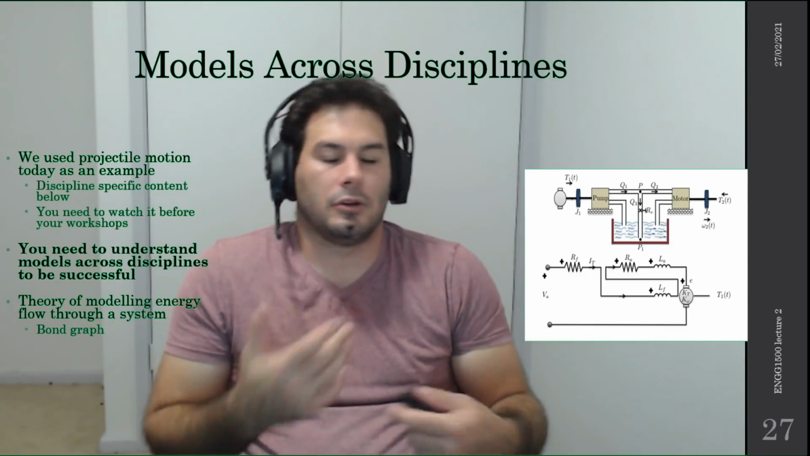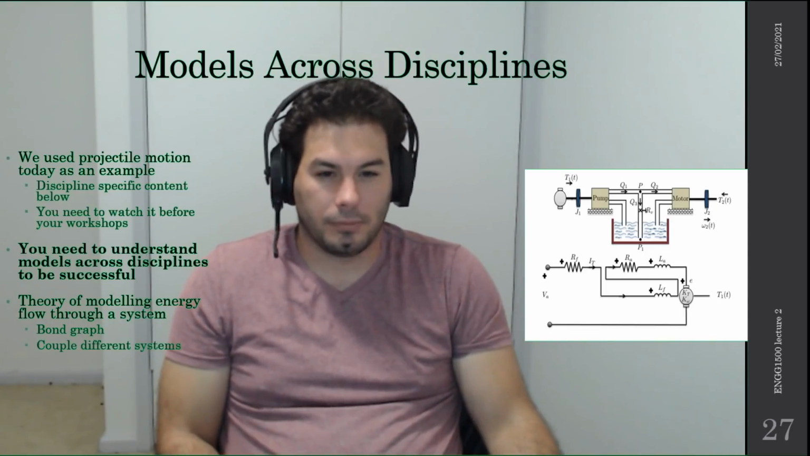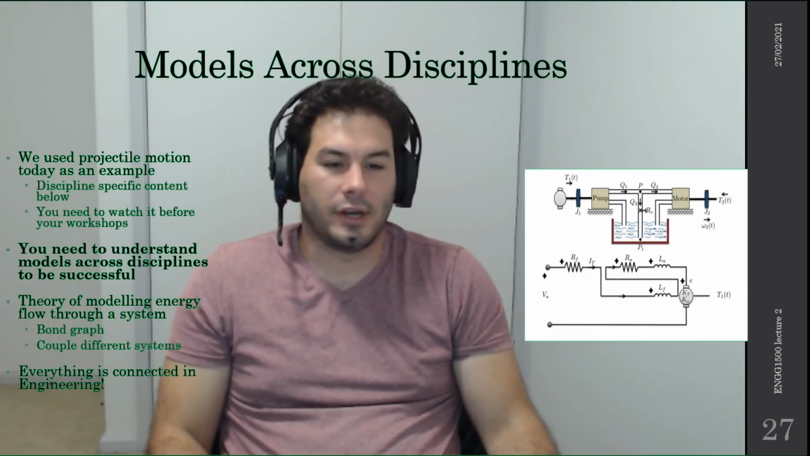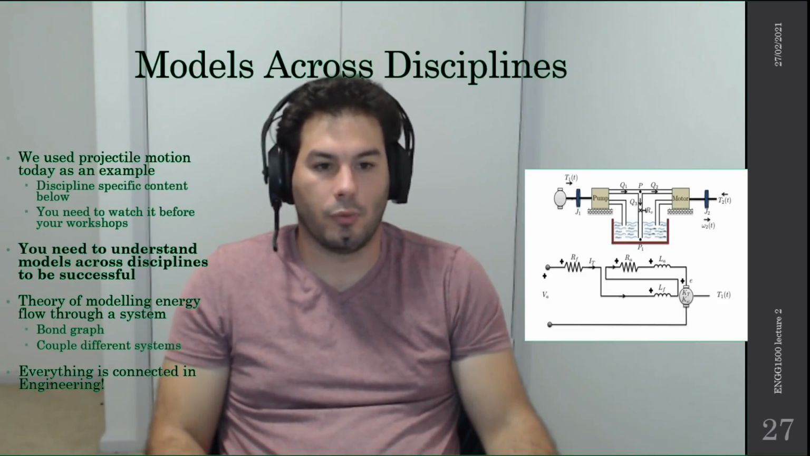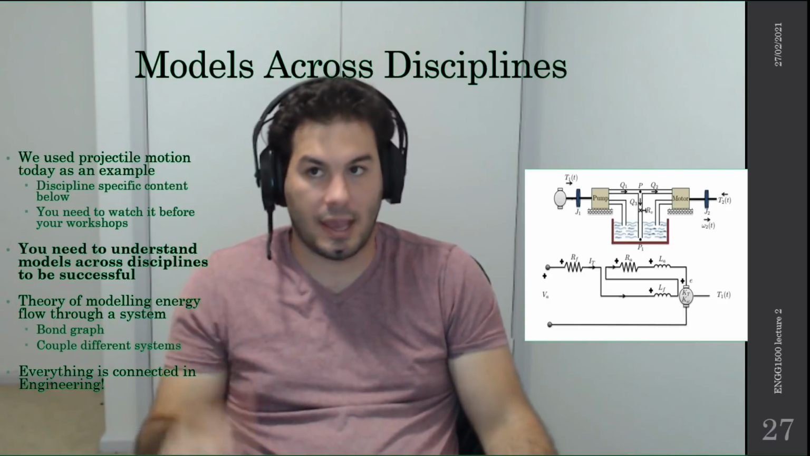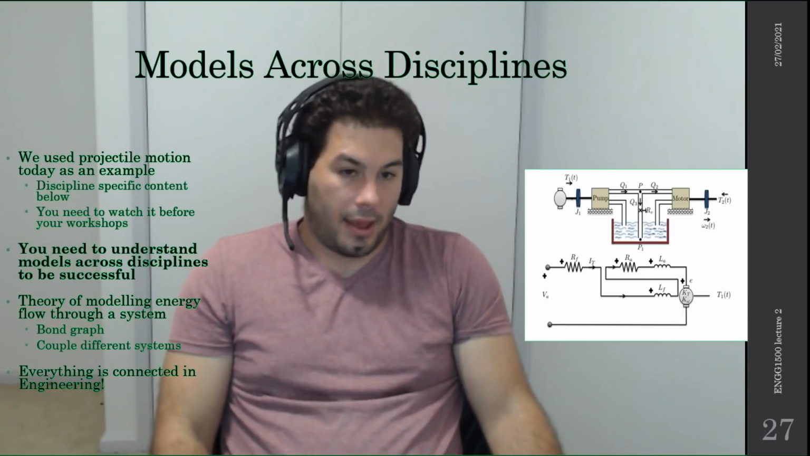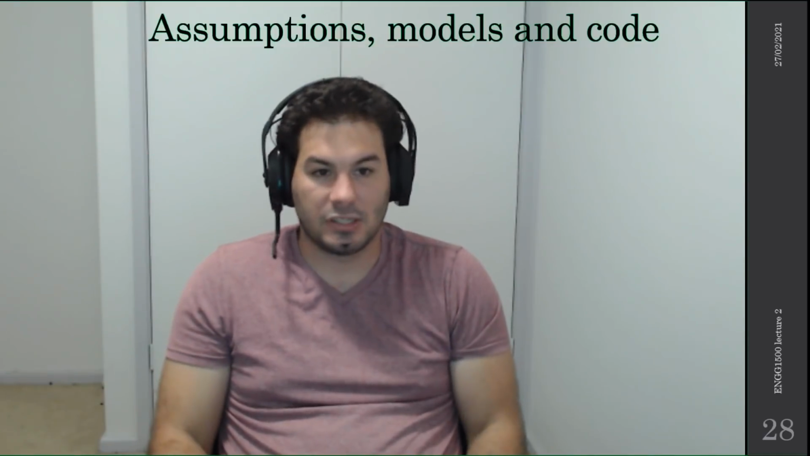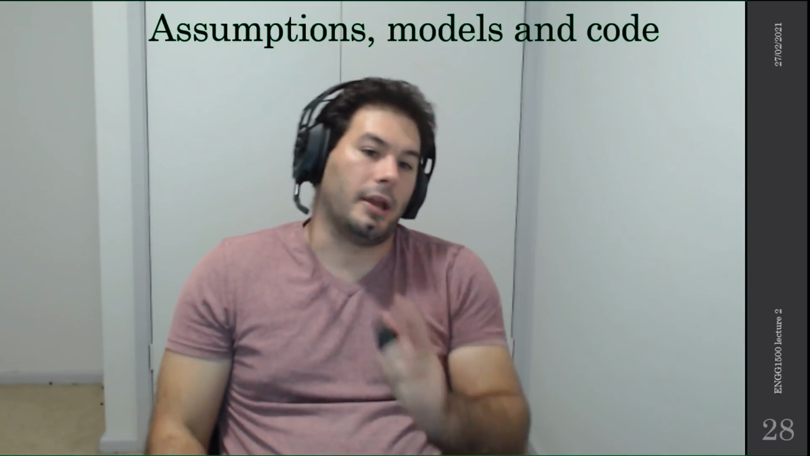So modeling across disciplines is incredibly important. Everything is connected. None of us work in isolation in the real world. I spend more time working as a mechanical engineer with chemicals and mechatronics people than I do with other mechanical engineers. So it's a thing. All right, code.